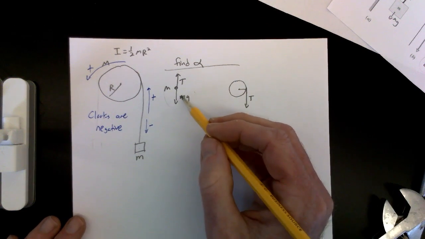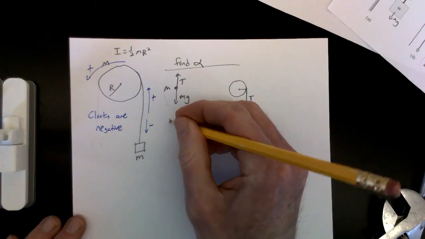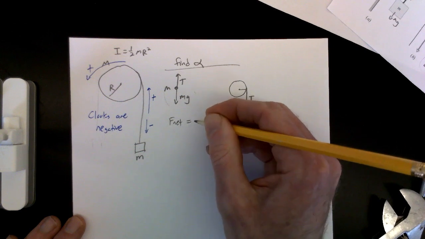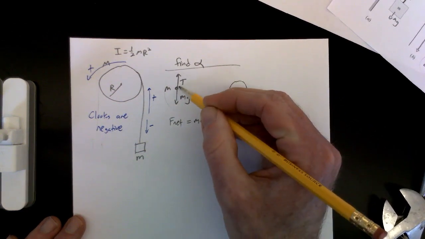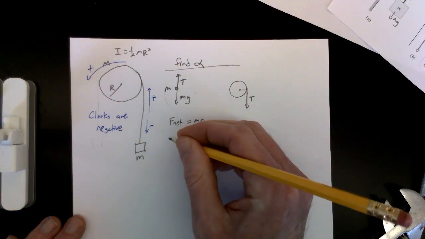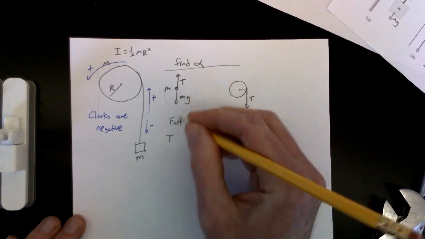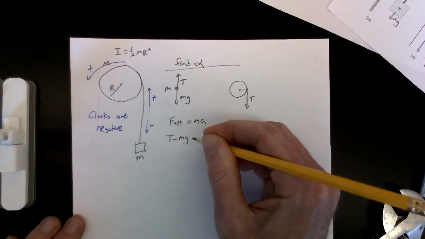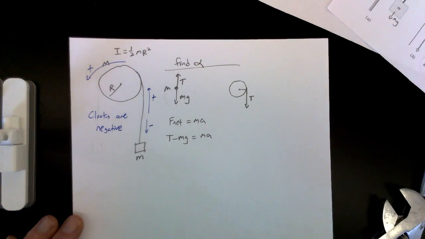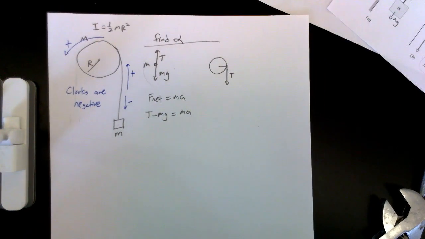So what that means over here is that when I'm setting up my net force equation, I'm going to do net force is mass times acceleration. My tension is in the positive direction, so I've got T, my mg is in the negative direction, minus mg, and this is going to give me ma. Right? Okay, so that's good like that.